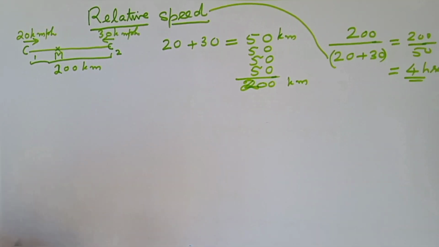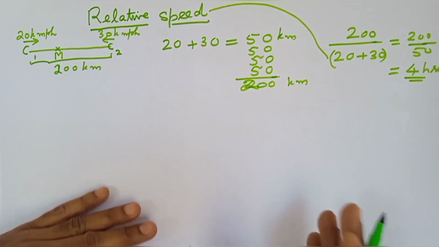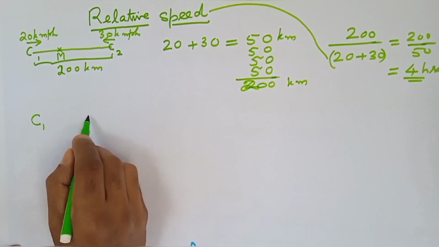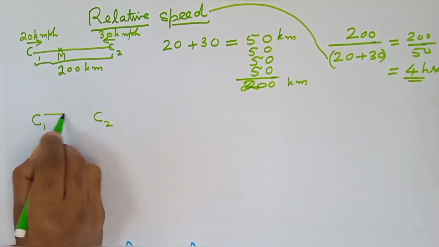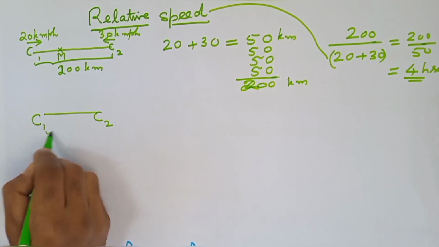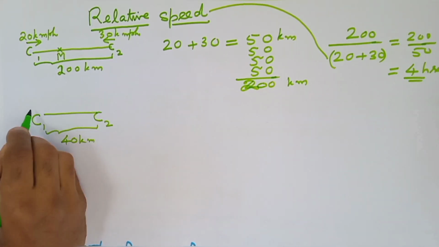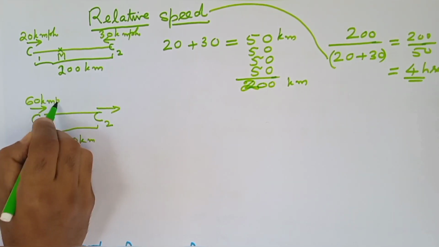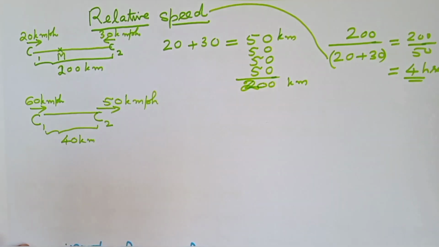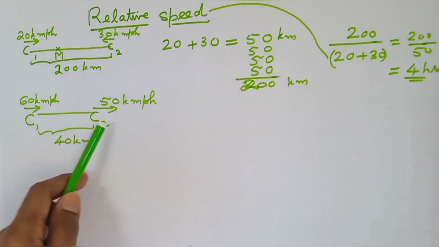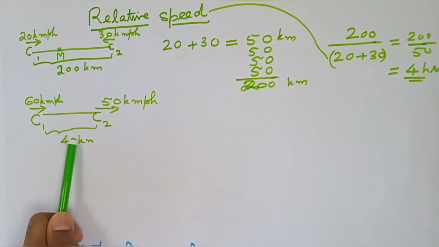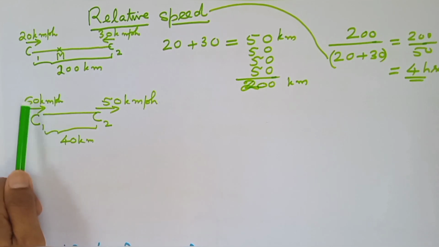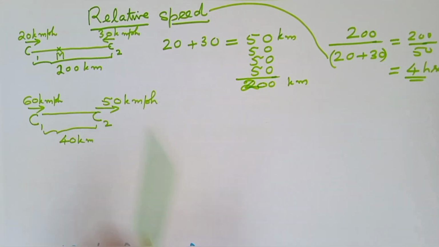Now there is another case, when you have two cars moving in the same direction, and how do you define relative speed? Look at this example. Take the same two cars, say C1 and C2. Let's assume they are at a distance of 40 kilometers. Here you have two cars moving in the same direction, this car moving at say 60 kilometers per hour and this one at 50 kilometers per hour. So there are two cars 40 kilometers apart. They start to move together at the same time, both in the same direction, one at 60 kilometers per hour, the other at 50.